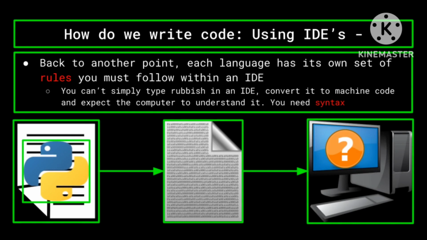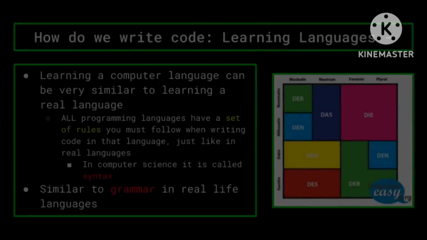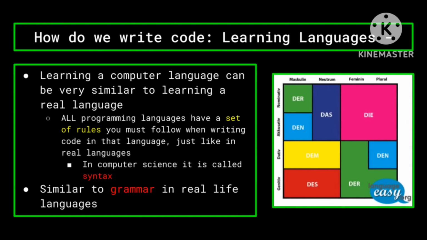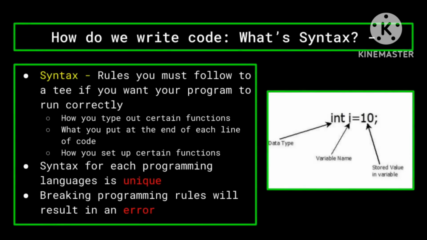This is where a programming language's syntax comes into play. Now, just as if you were learning a real language, learning a computer language can be very similar. Some have different styles that may seem odd. Some may make you use weird or abstract concepts which may be confusing, and like all languages, programming languages have a set of rules that you must follow when writing code in that language, and at the forefront of those rules is grammar. Programming grammar is referred to as syntax, and is very similar to real-world grammar.